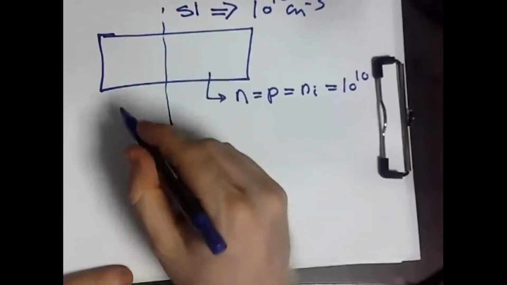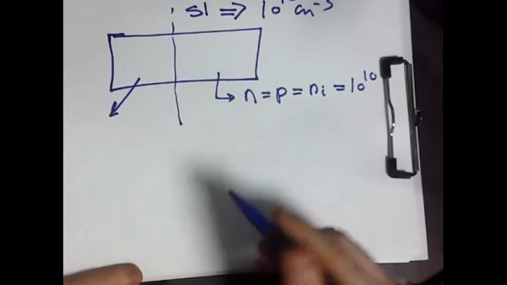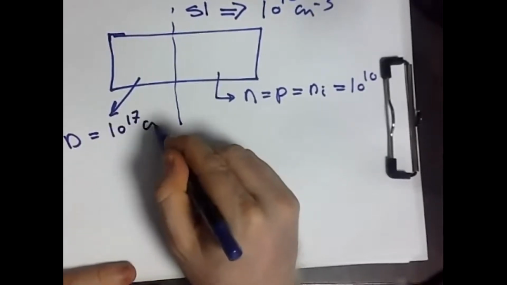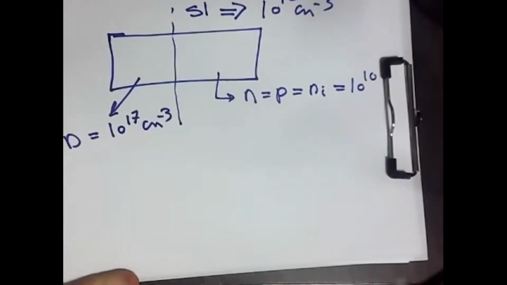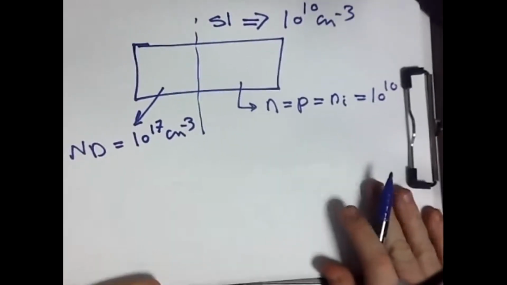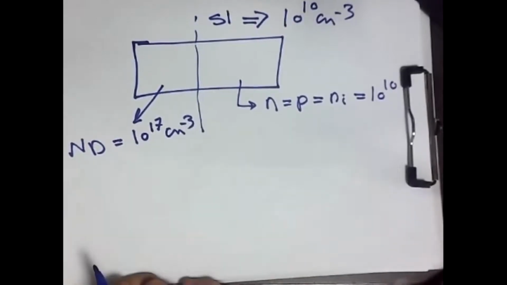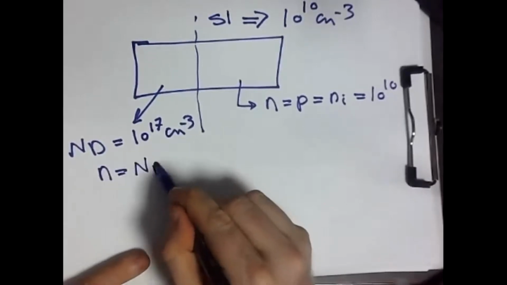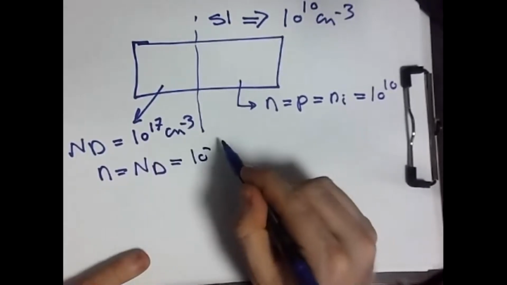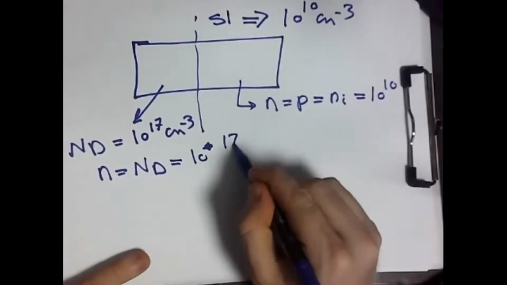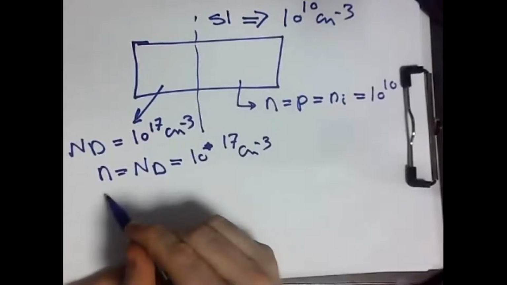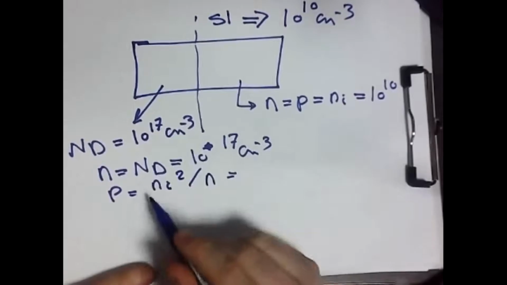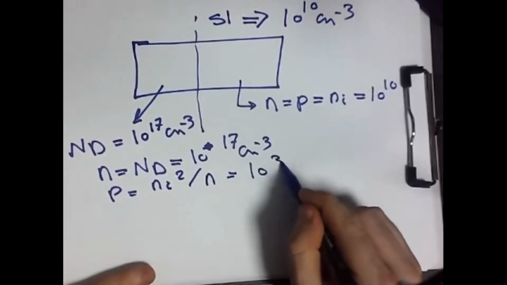But on the left-hand side, you will start to insert some sort of doping. Let's say, for example, Nd is equal to 10 power 17 per cm^3. So if you would like to write here the electron and the hole concentration, it's very simple. I believe you can do it in a very easy manner. You will say that N is approximately equal to Nd, which is equal to 10 power 17 cm^-3. And P is equal to Ni squared over N, which is equal to 10 power 20 over 10 power 17, which is equal to 10 power 3 cm^-3.